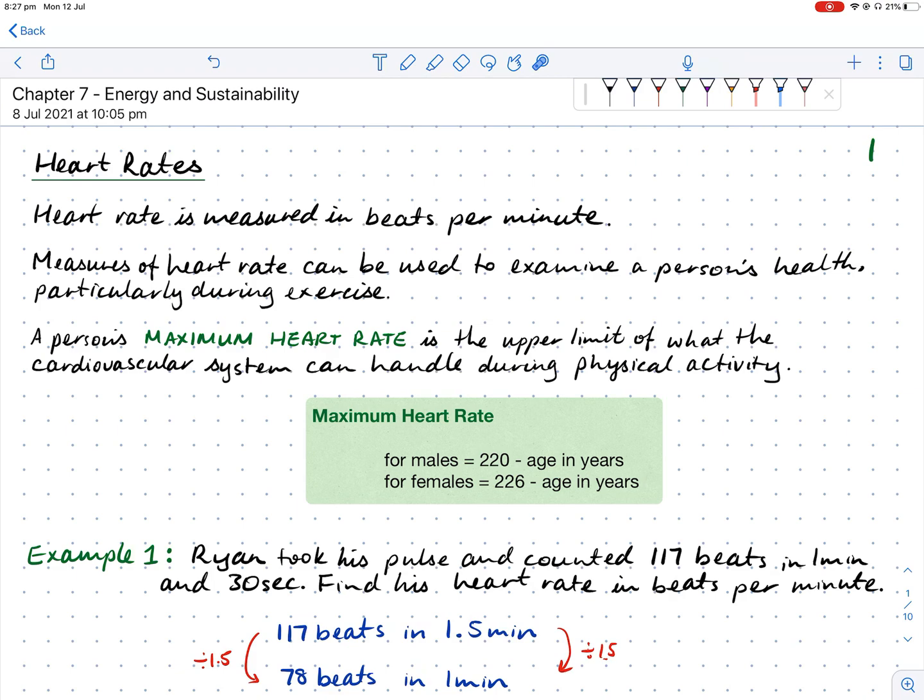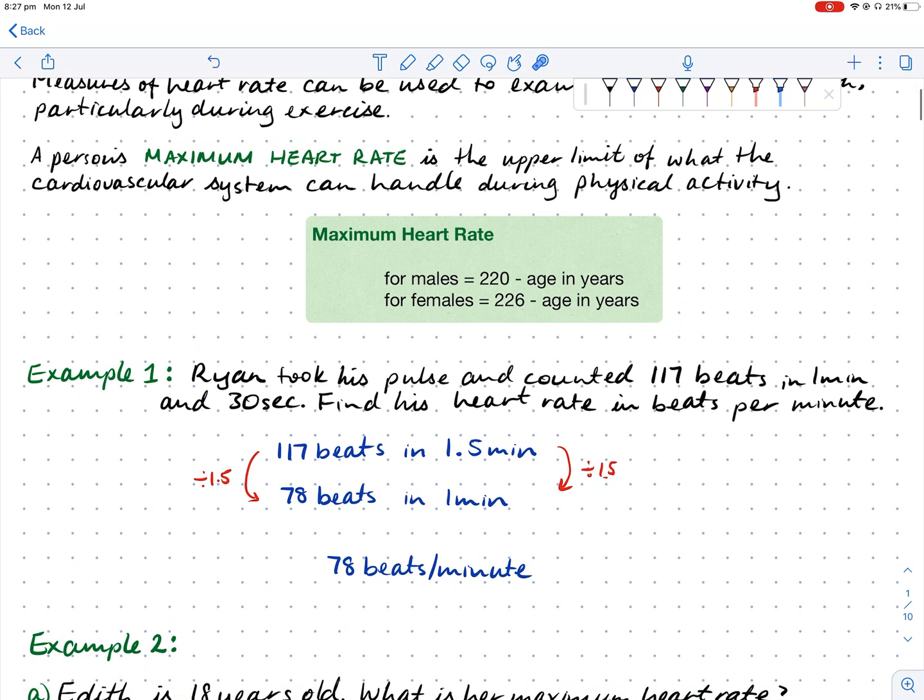So what you might do is measure your heart rate before you start exercise, then your heart rate after exercise, but also measure how long it takes for you to return back to your normal heart rate. So these things are really important when determining how healthy someone is or their fitness level. When we talk about a person's maximum heart rate, it's the upper limit of what your body's able to handle. So anything larger than that, your body will struggle to sustain itself.